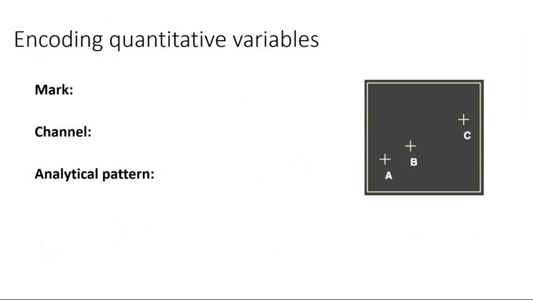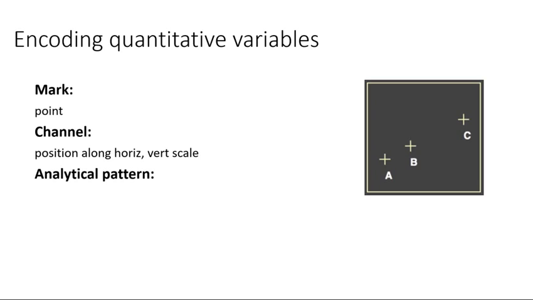All right, so let's practice. Here's a scatter plot. What kind of mark is it? You have three choices. It's either a point, a line, or an area, polygon. So the mark is a point. The channel, how are we encoding? Like, how are we changing the values? Well, we're using position along a scale, horizontal or vertical.